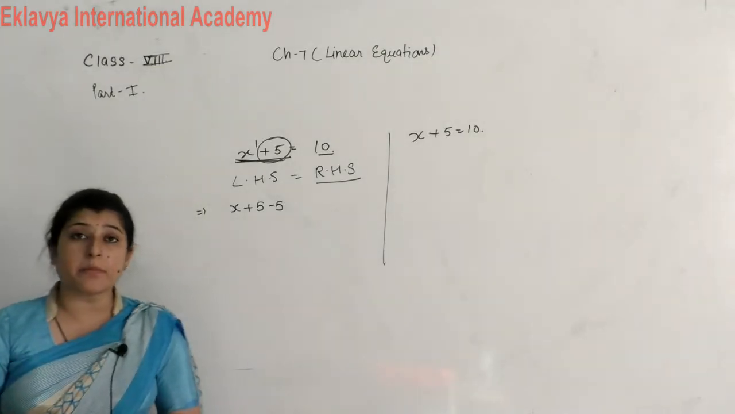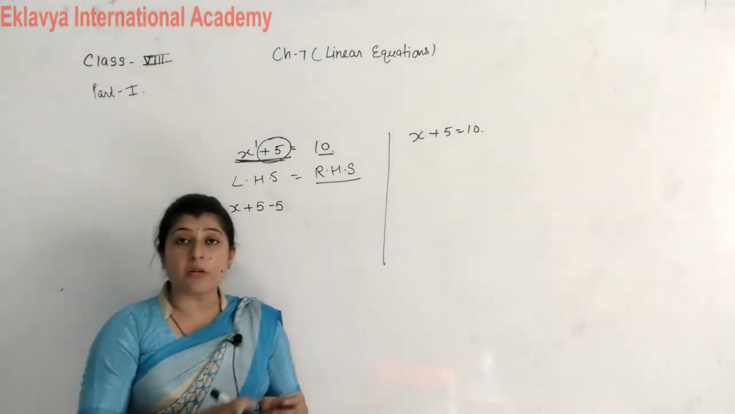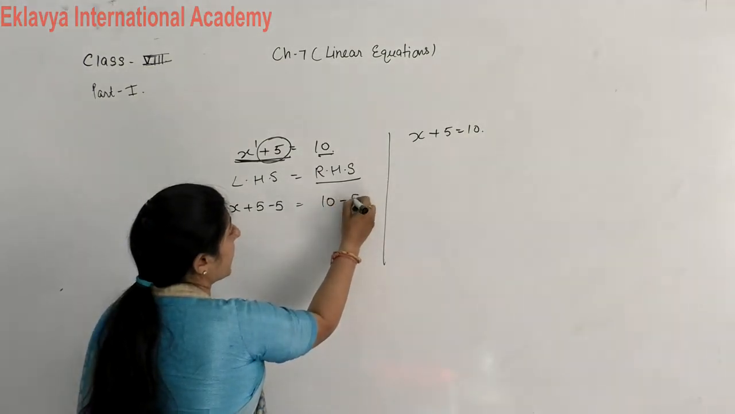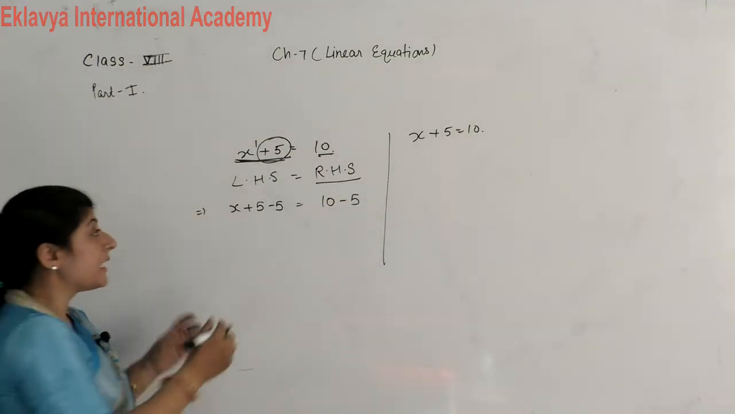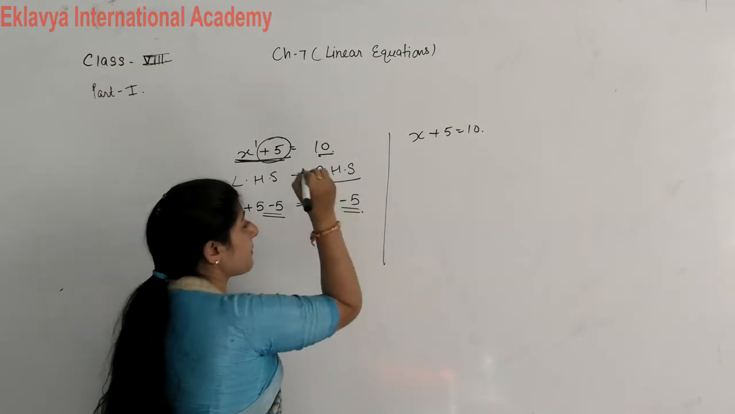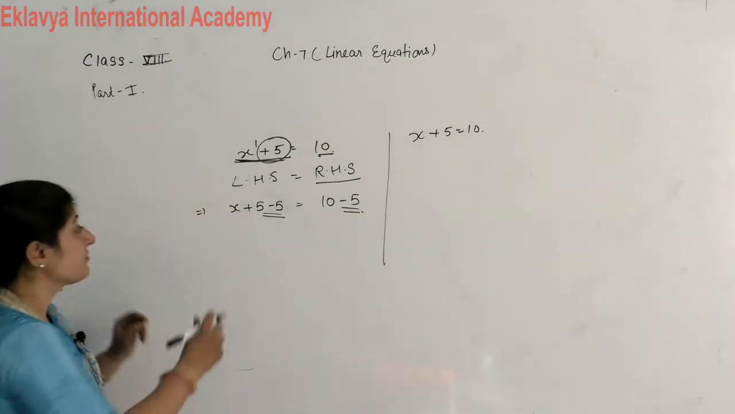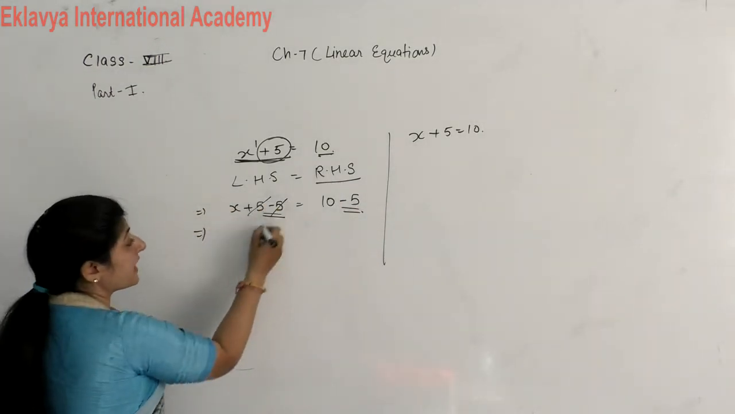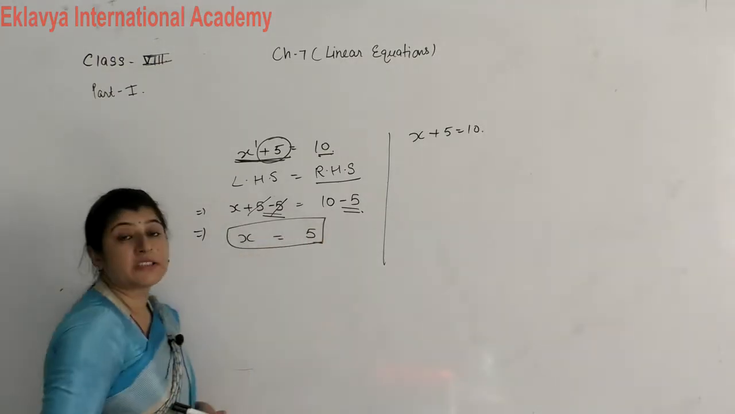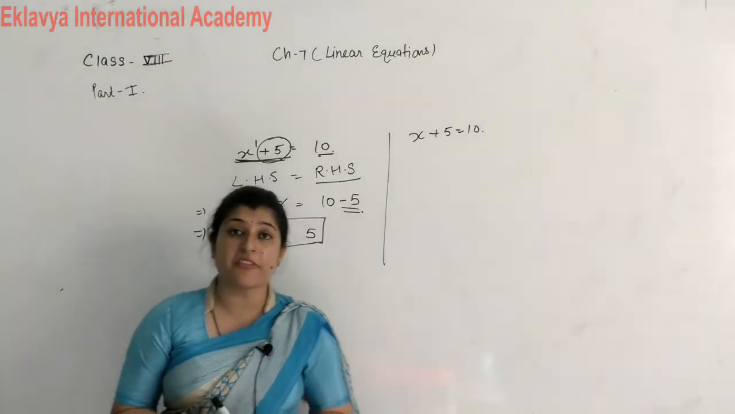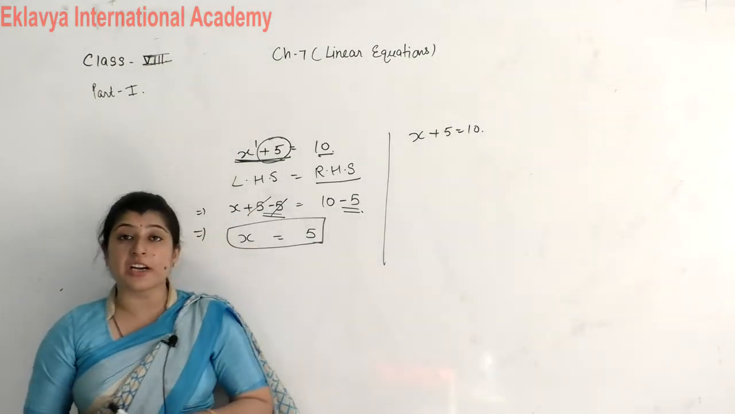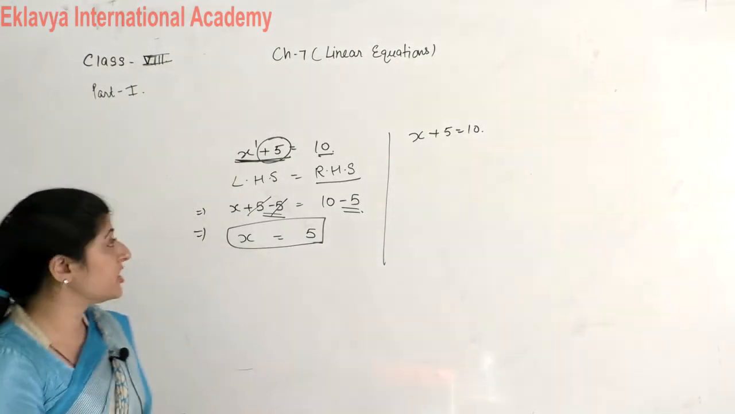But whenever we perform this action, we will perform it on both sides. Then on the right side there is 10 minus 5. If we subtract 5 here, then we also subtract 5 there. Now if you solve it, only x remains on the left and there is 5 on the right. It means we get our solution: the value of x is equal to 5. This is called the general method for solving an equation.